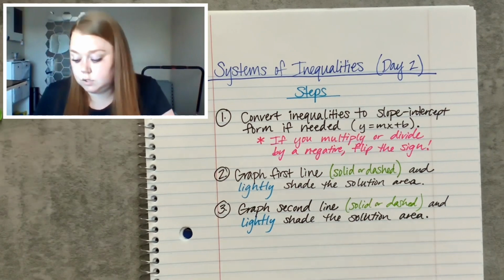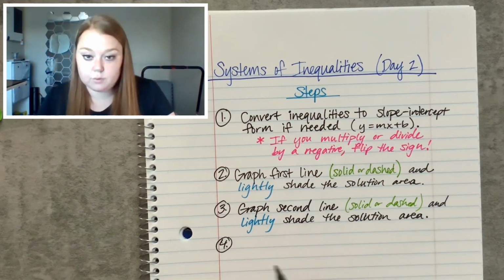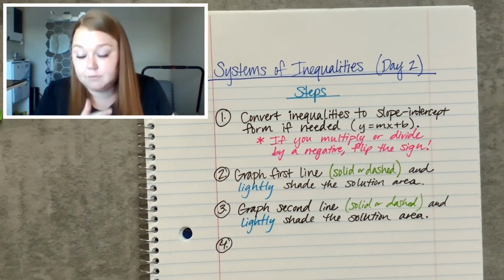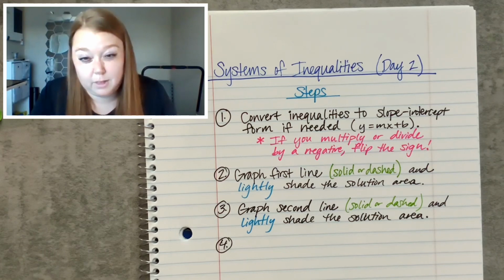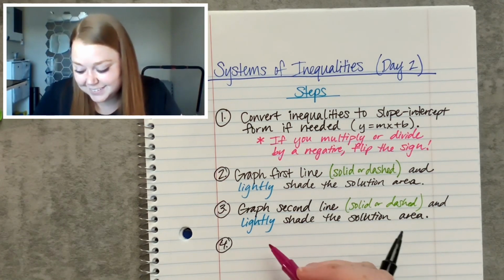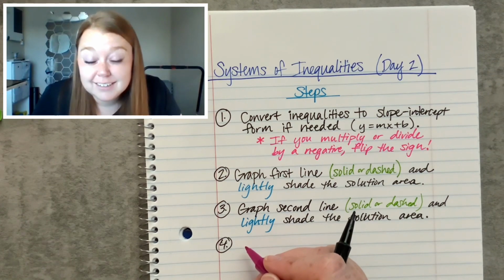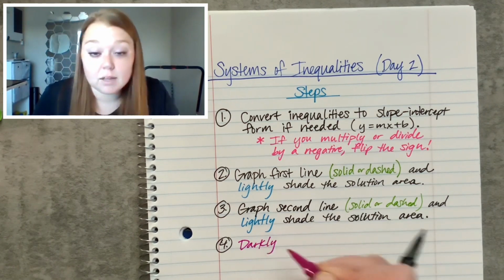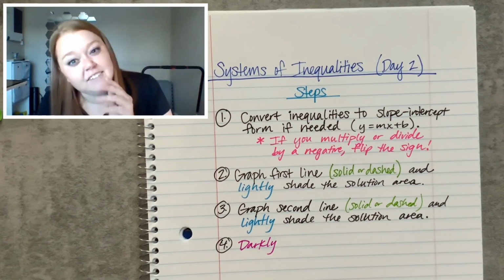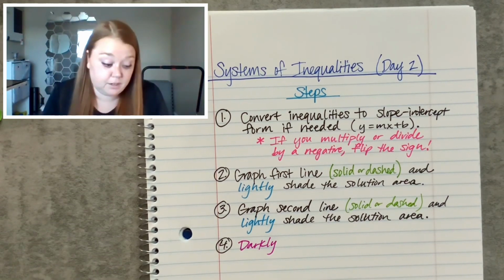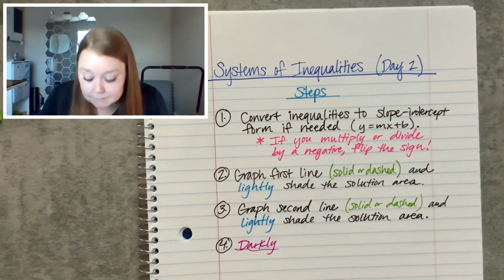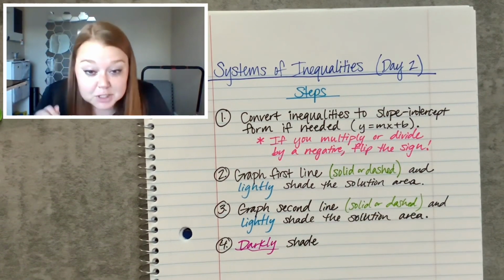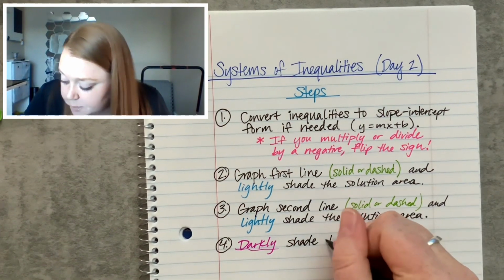Okay, so once you have both lines graphed with their individual solution areas, then step 4, and I'm definitely making up this word, I don't think it's a word: darkly shade your overlapped area. It's not a word, but I'm going with it. Instead of lightly shade it, heavily shade it. That's better, but whatever, I already wrote it. Don't hate me. So darken, heavily shade, whatever you want to say, the overlapped area.